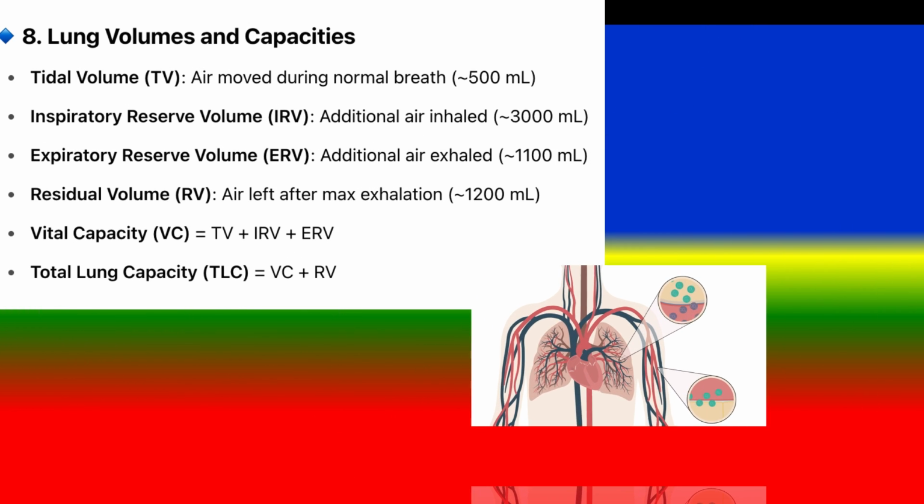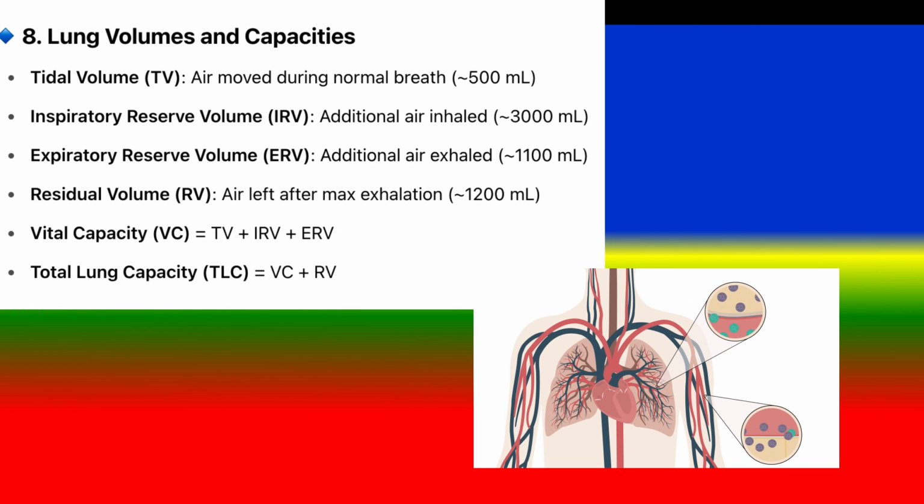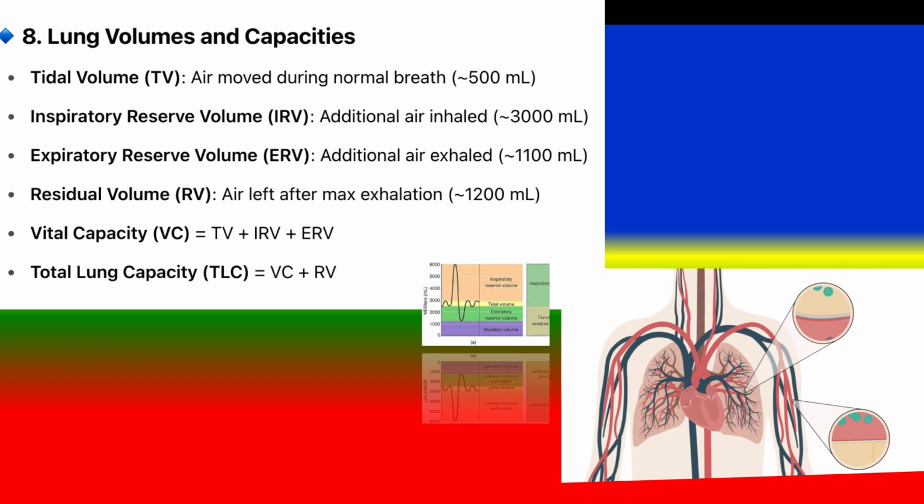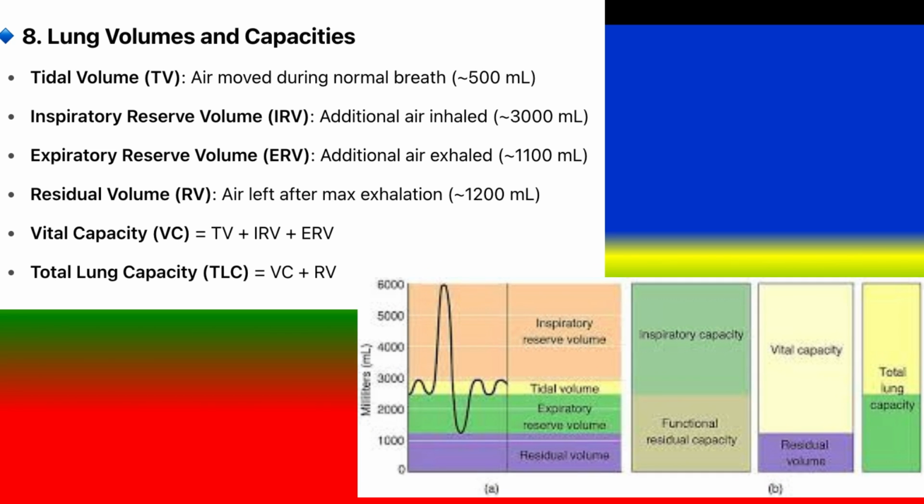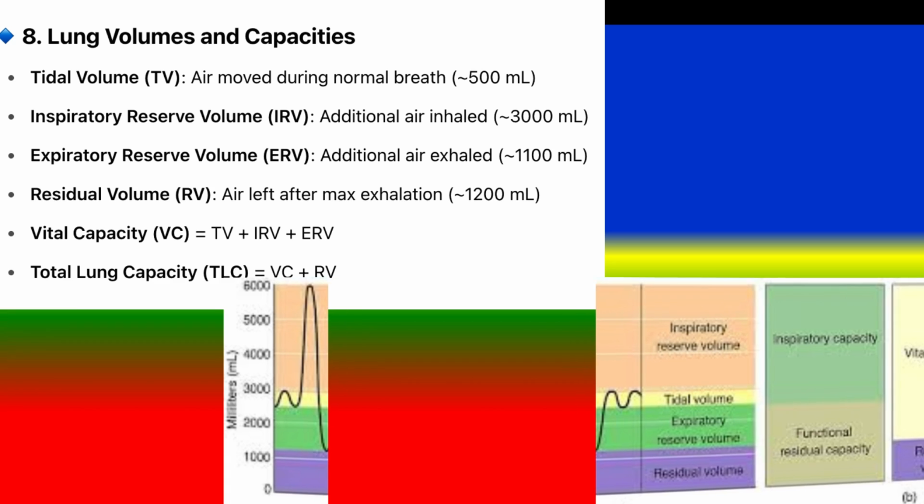8. Lung volumes and capacities. Tidal volume, TV: air moved during normal breath, 500 milliliters. Inspiratory reserve volume, IRV: additional air inhaled, 3,000 milliliters. Expiratory reserve volume, ERV: additional air exhaled, 1,100. Residual volume, RV: air left after max exhalation. Vital capacity, VC, equals TV plus IRV plus ERV. Total lung capacity equals VC plus RV.